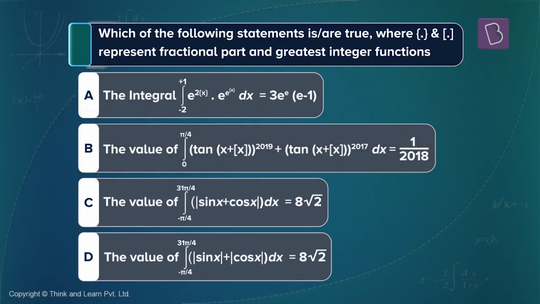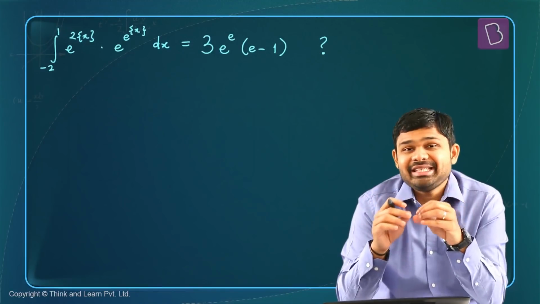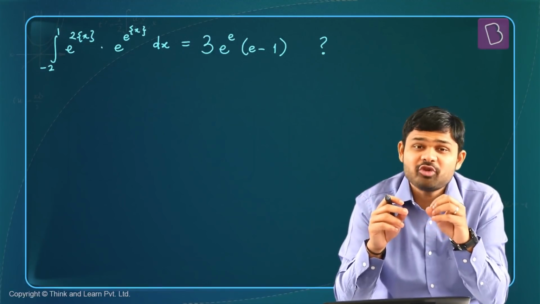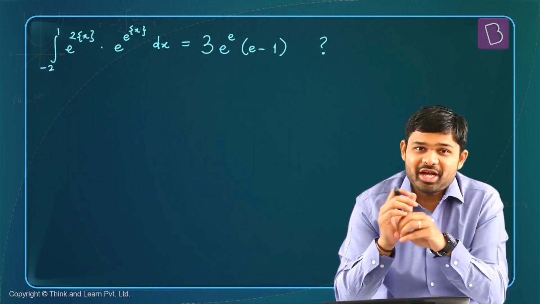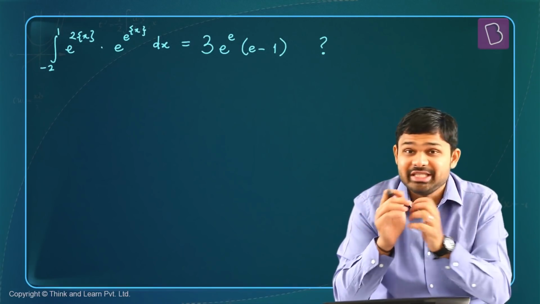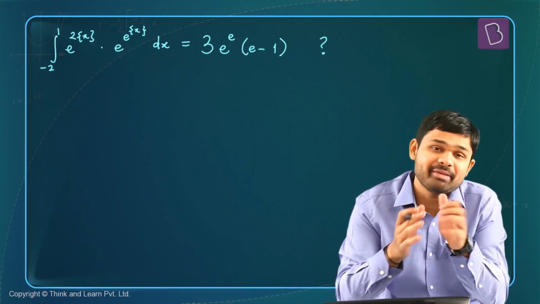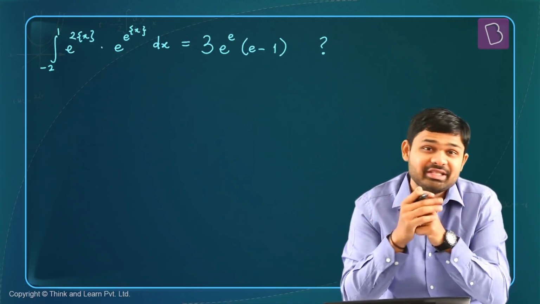Now we have a multiple correct answer kind of question wherein we have to check if the 4 options given are true or false. So we have to find out which are the true statements out of the 4 statements given. So let's look at the first statement here. It says integral from negative 2 to 1 of e power 2 times the fractional part of x multiplied by e power fractional part of x dx. That is equal to 3 times e power e multiplied by e minus 1. We have to check whether this is correct.